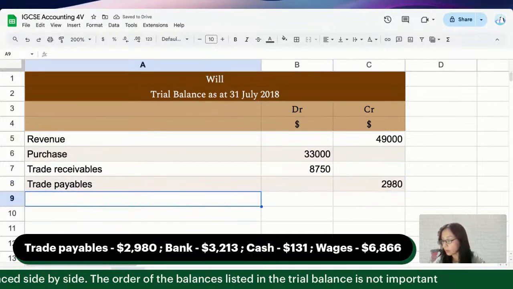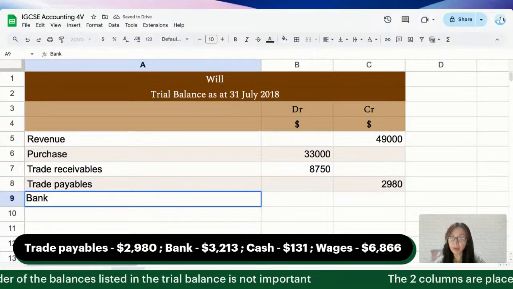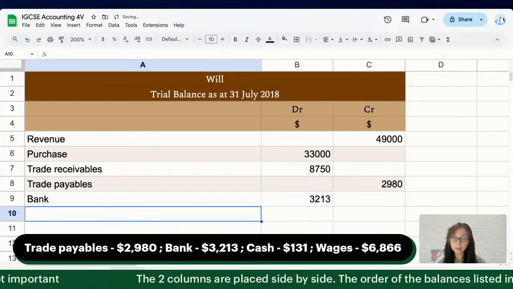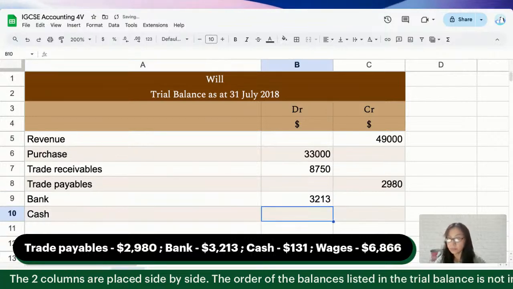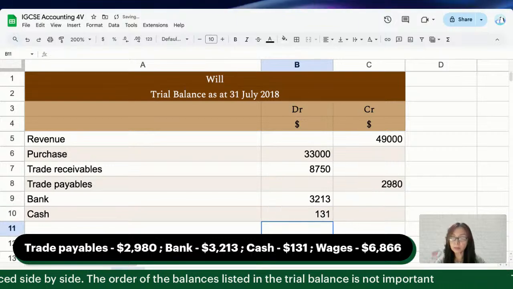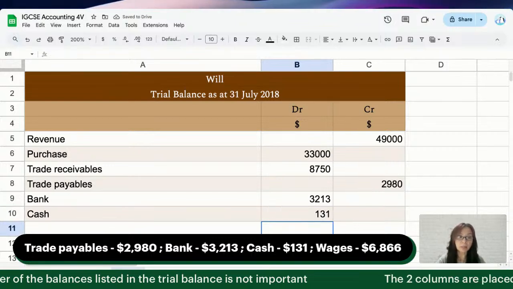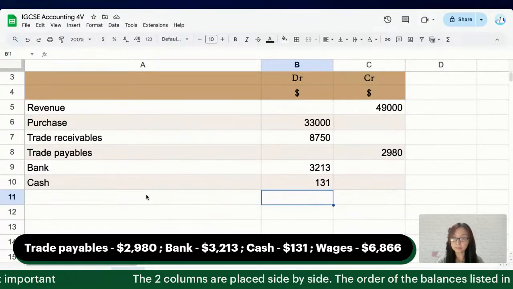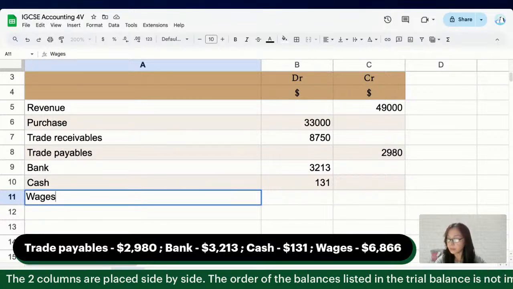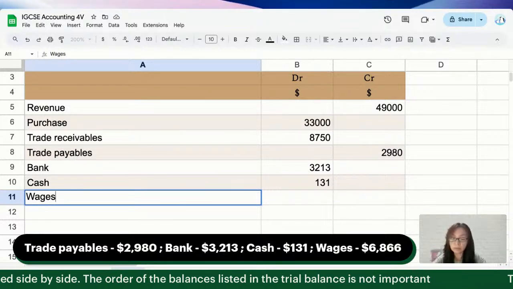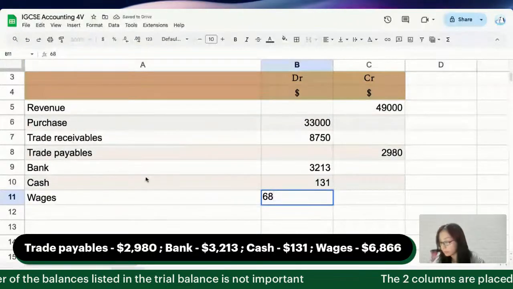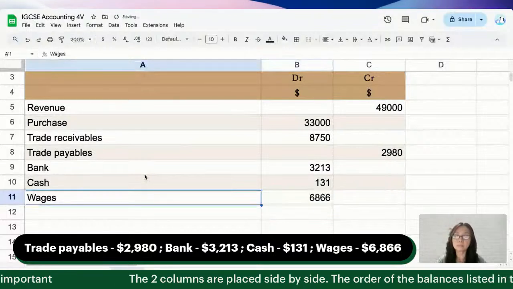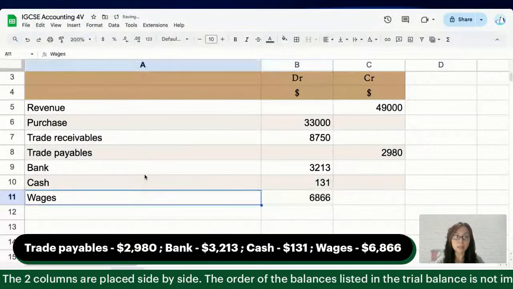And then the next one will be bank. Bank is an asset, so of course on the debit side, 3213. And the next is cash, 3131. All right. And the next one is wages, 6866. Okay, and now we continue to do other double entries.